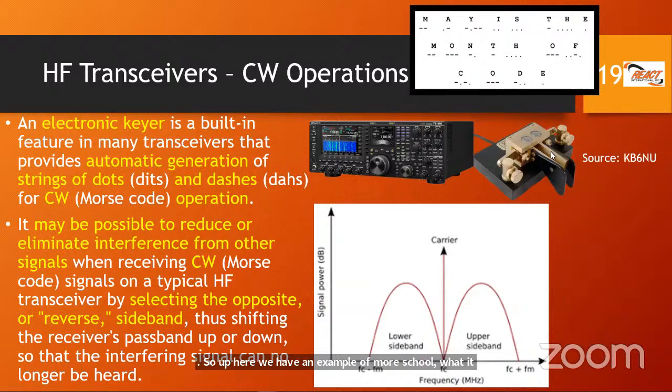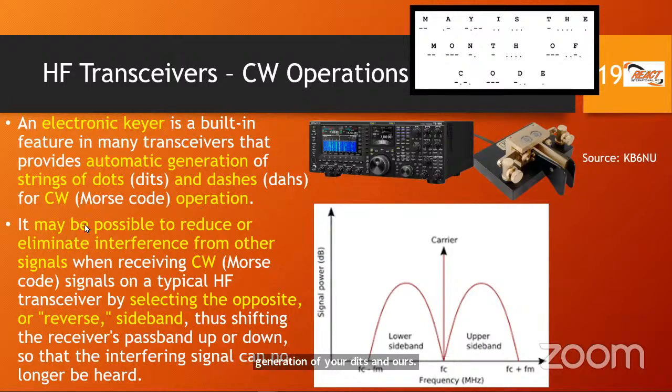And we may use that mode to send our messages. The electronic keyer sometimes is a built-in feature that a radio will have that allows the automatic generation of these strings of dots, really dits, and dashes, really dahs, for CW or Morse code operations. So this is an exam question. What is an electronic key? It's a built-in feature that allows automatic generation of your dits and dahs.